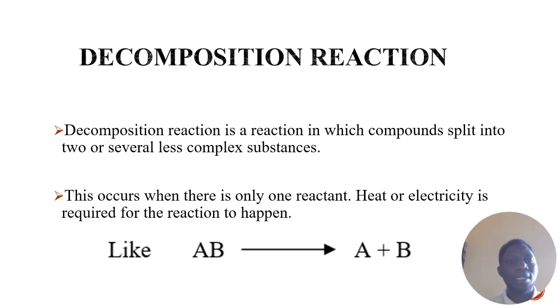Second type is decomposition reaction. Decomposition reaction is a reaction in which compounds split or divide into two or several less complex substances. This occurs when there is only one reactant. And remember, heat or electricity is required for the reaction to happen. This is a structure that shows this is one reactant, but decomposed into two.